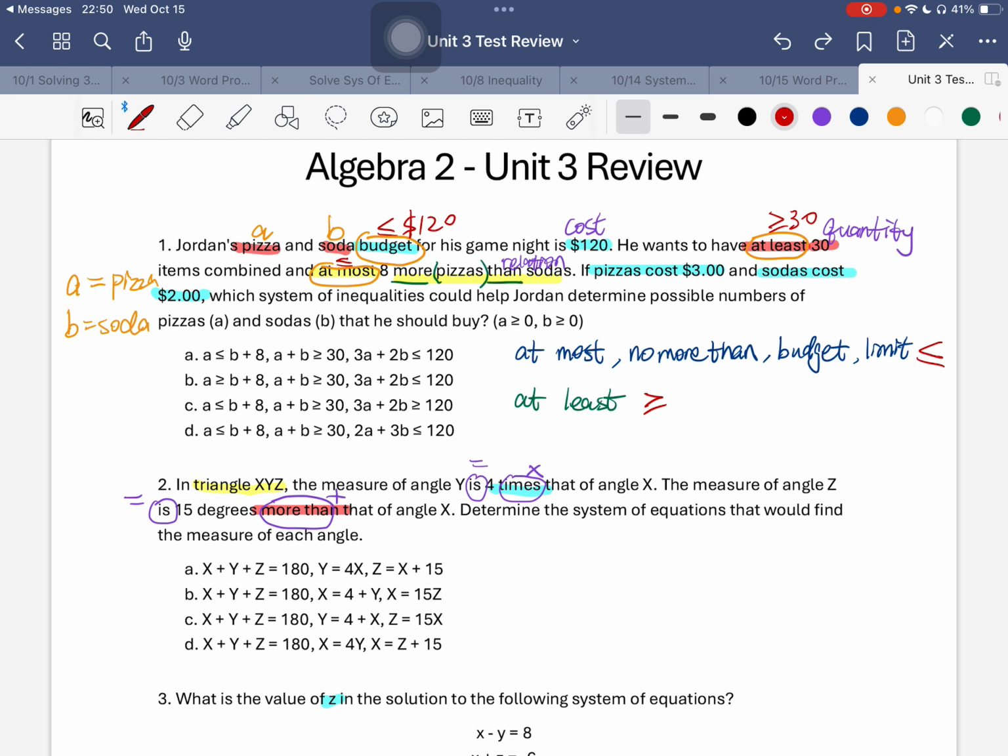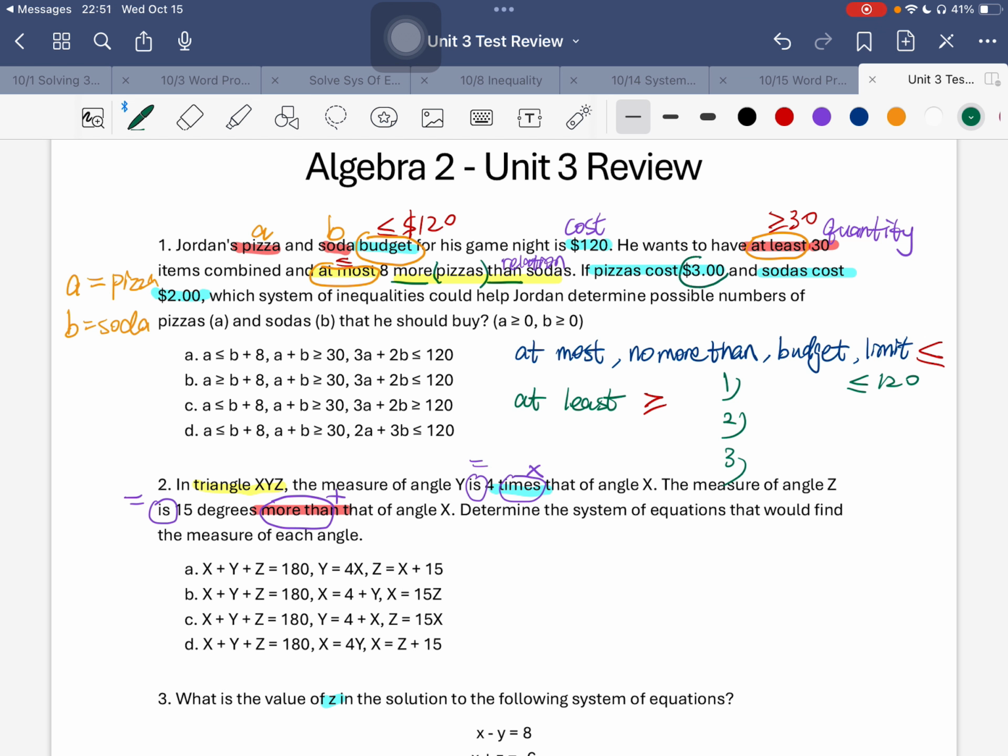Now we know the number of inequality keywords equals the number of inequalities for each question. For this question, I have three keywords. That means I have three inequalities for this question. The first one I have is the cost. The total cost is less than or equal to 120. And how do I add up all the cost? I use the cost per item. We add up the cost per variable.